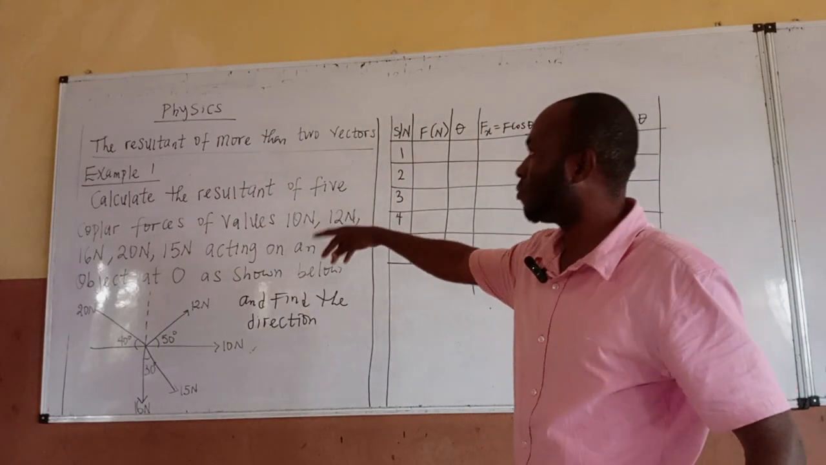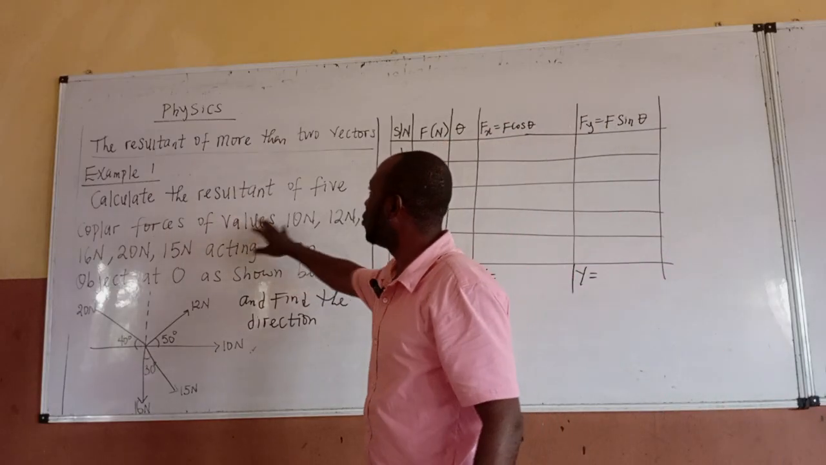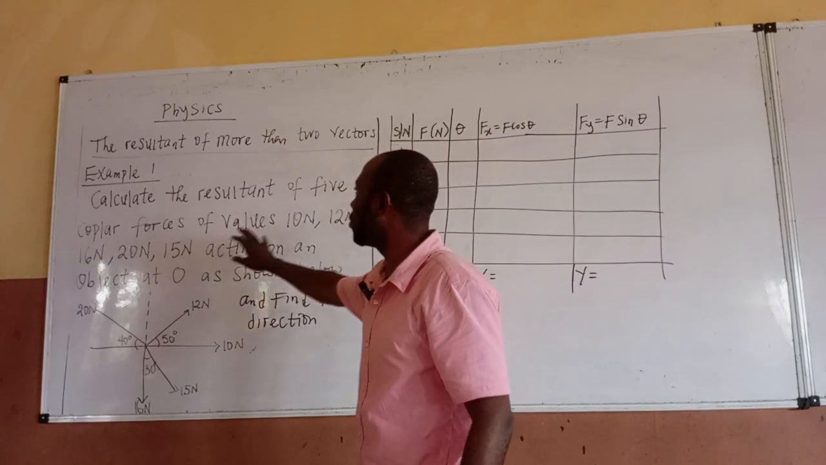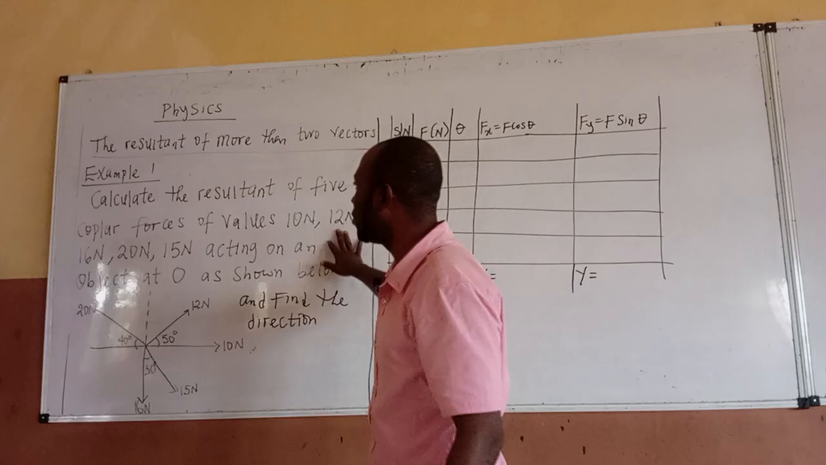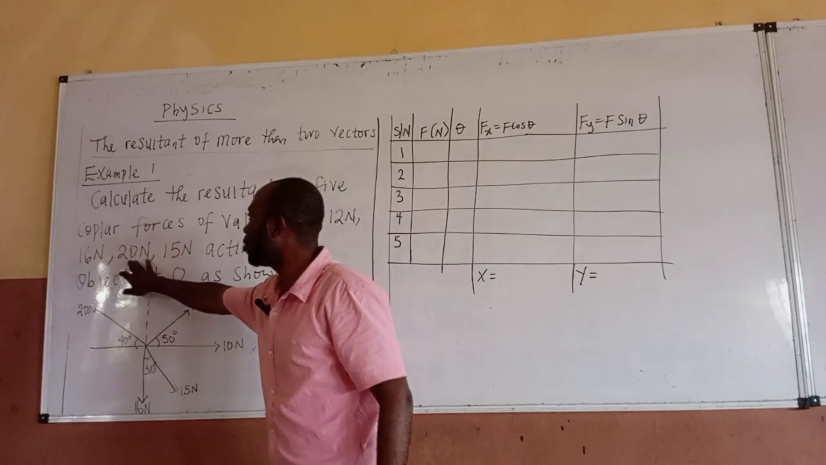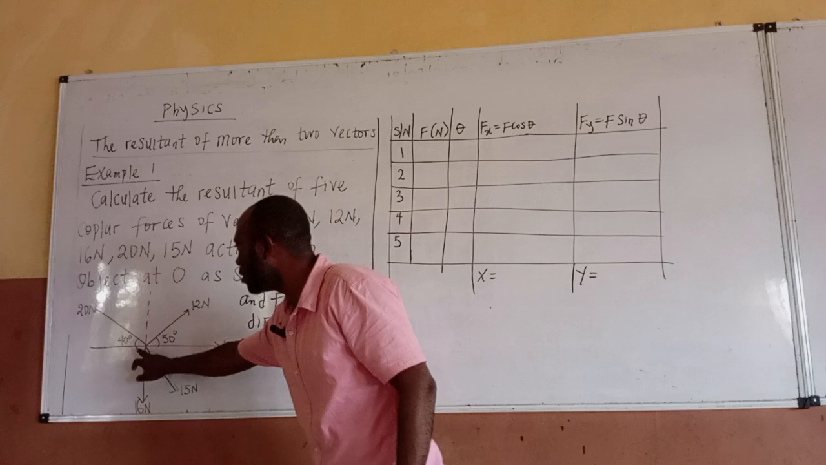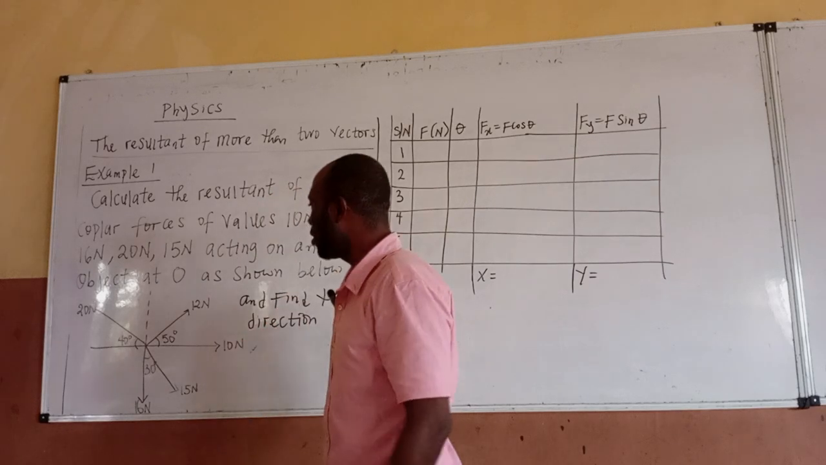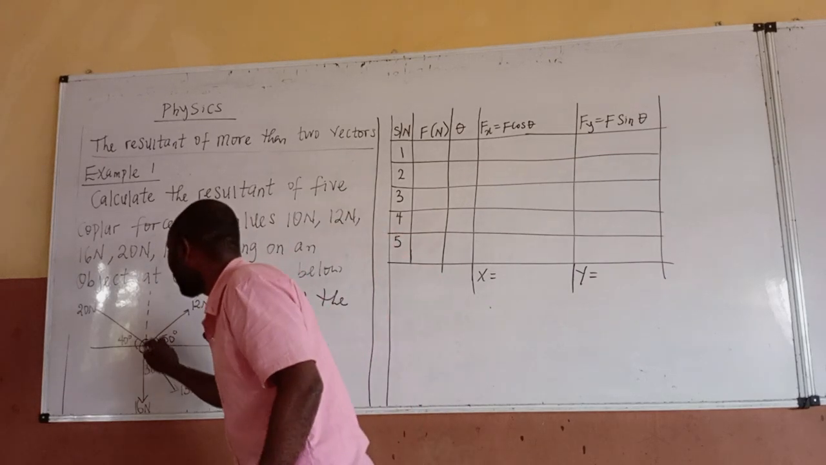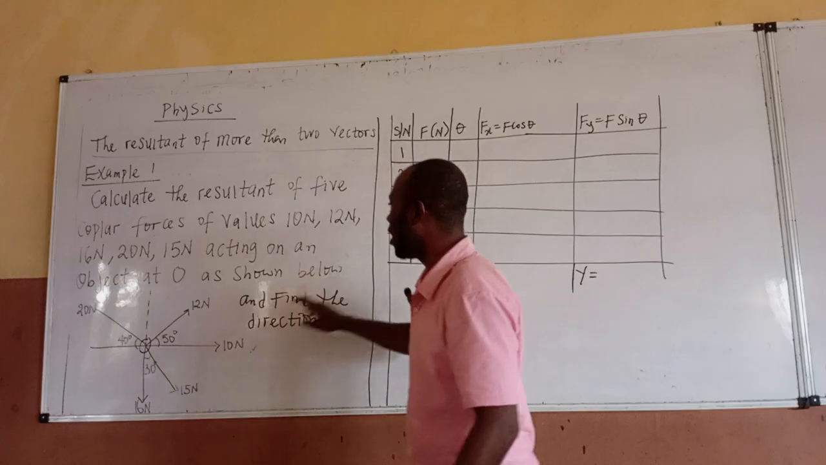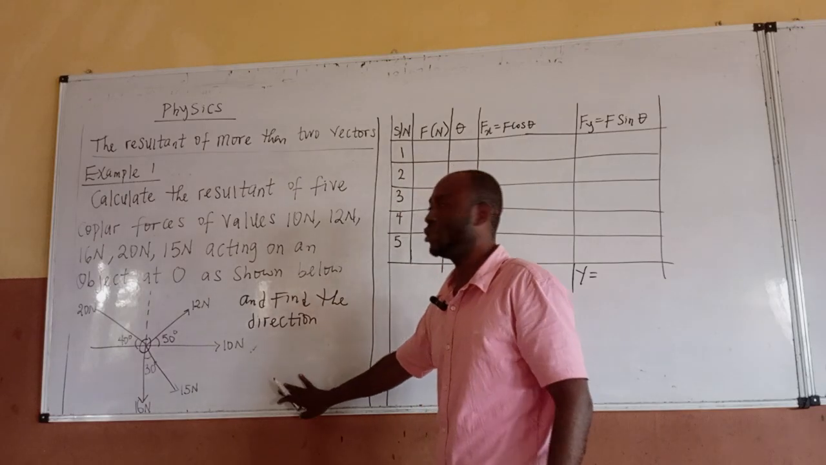Now look at the question. Calculate the resultants of the five coplanar forces of values 10 Newton, 12 Newton, 16 Newton, 20 Newton, 15 Newton acting on an object at O. That means this point O. Acting on an object at O as shown below, and find the direction.